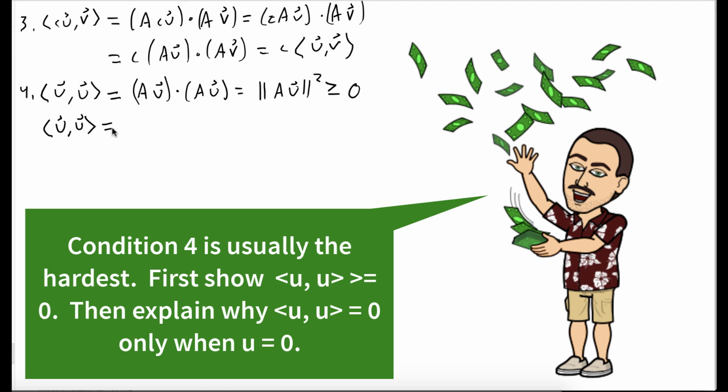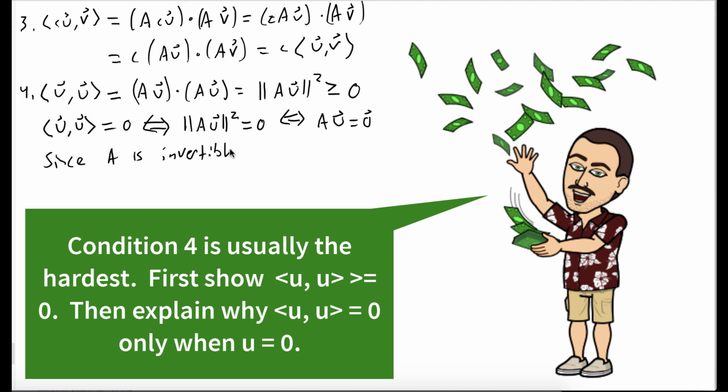And now we want to show that u times itself equals 0 if and only if u equals 0. So the magnitude of Au squared equals 0 implies that Au equals 0. But this doesn't necessarily mean that u equals 0, except for the fact that A is invertible. So this is one of the properties of the invertible matrix theorem. So since A is invertible, Au equals 0, the 0 vector, if and only if u equals 0.